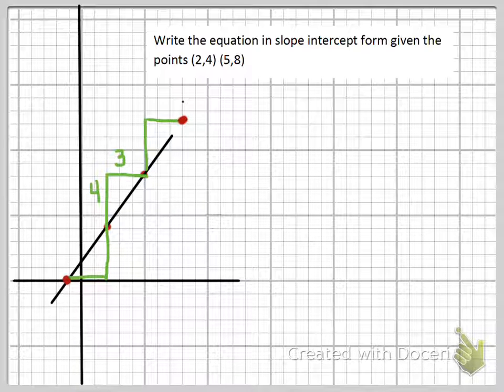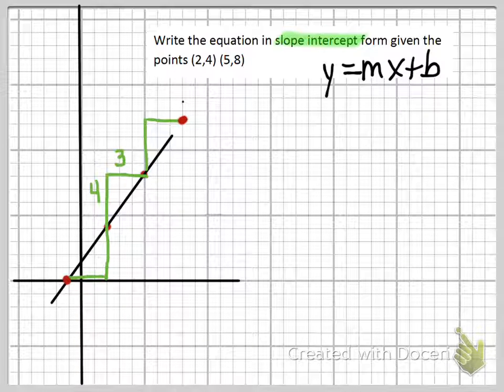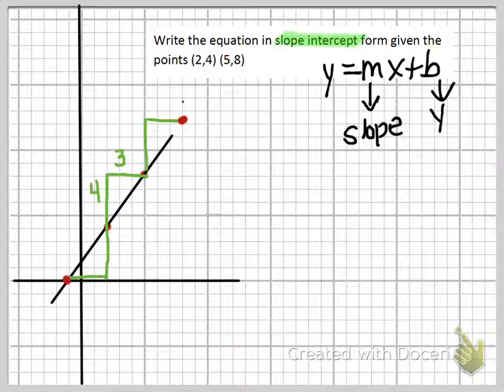Now, our task is to find slope-intercept form of this line. As you recall, slope-intercept form is y = mx + b, where m is my slope, which is my rate of change, and b is my y-intercept, which is where the line touches the y-axis.